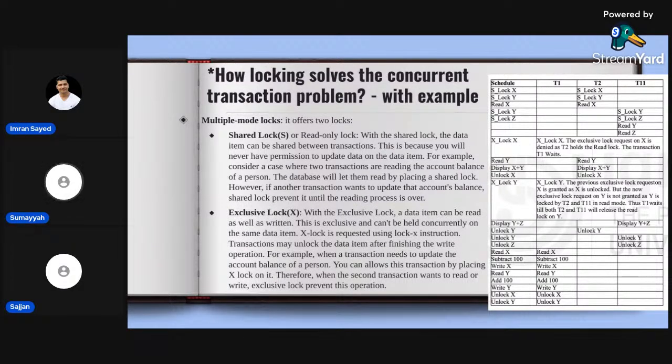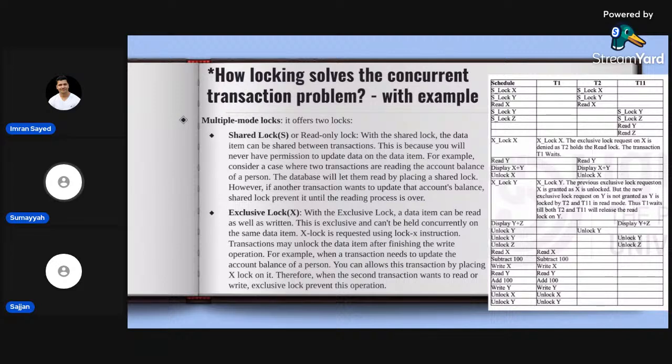Exclusive lock. With the exclusive lock, a data item can be read as well as written. This is exclusive and can't be held concurrently on the same data item. Xlock is requested using lockx instruction. Transactions may unlock the data item after finishing the write operation.